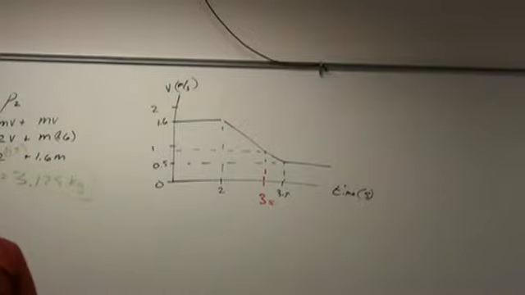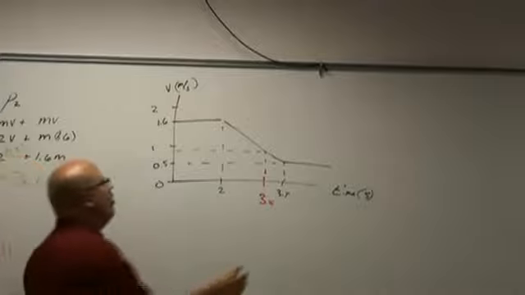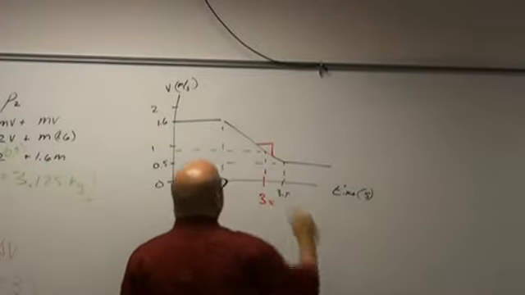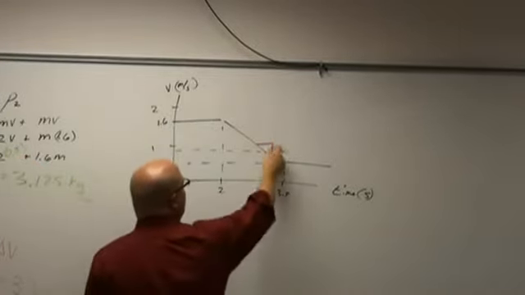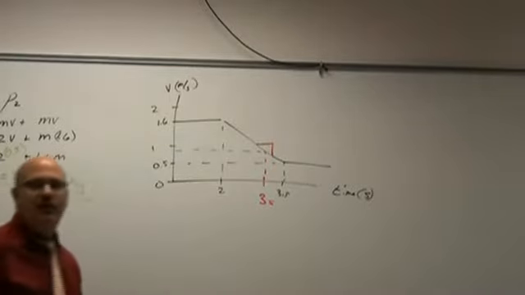Kinematics dictates that if we have a velocity versus time graph, to find acceleration, we find the slope. So you got to find the slope right there. Well, the slope is the same from here to here, right? So you can use that entire thing.